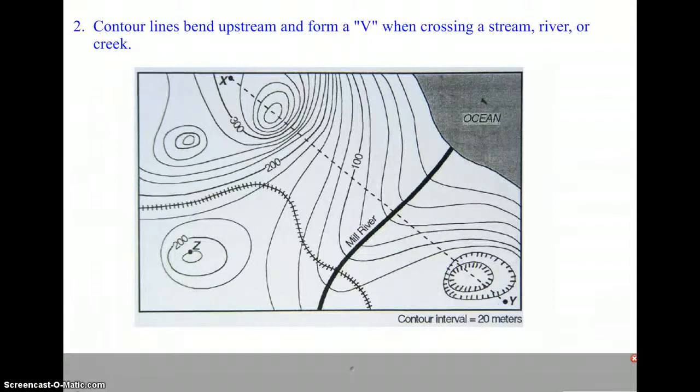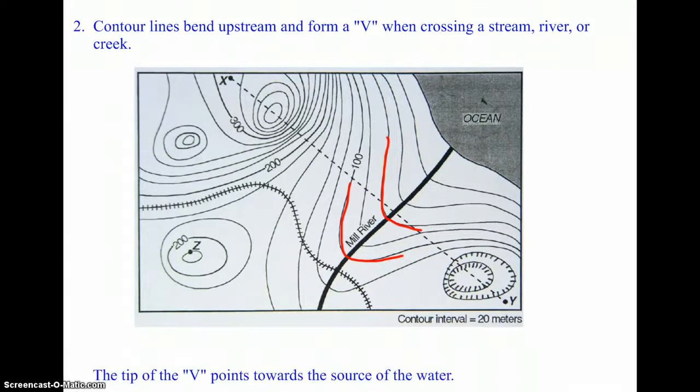Rule number 2 deals with streams and rivers. When a contour line crosses a river or a stream, the contour line bends and forms a V. We can see that, again, this is the map on the back of your sheet. We have this Mill River over here, and we can see that when the contour lines cross the river, they are bending and they are forming V's. You always want to look for the V's because the V's will tell you where the water is coming from.